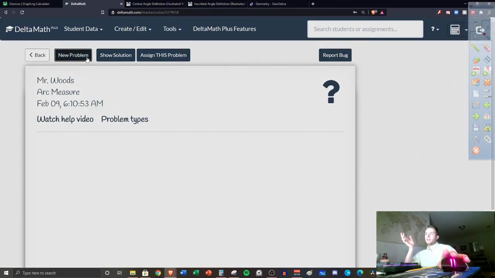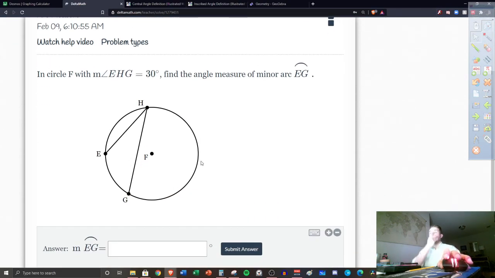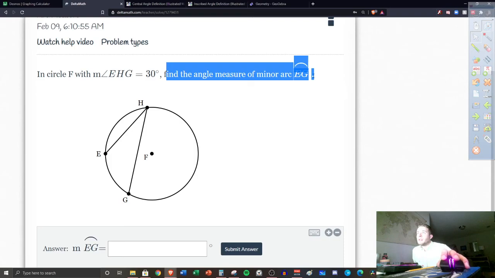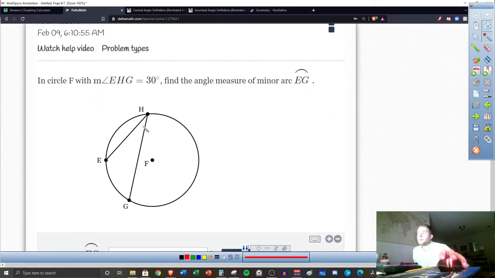Now it becomes a little more difficult when we get to questions that look like this one here. Not too difficult, but a little bit more difficult, because the answer here is not 30. You will get it wrong because it says EHG is 30 degrees. Find the measure of EG. So we want to go from E to G. Now if we put 30, the problem is that 30 is this angle. This is not a central angle. This is an inscribed angle.